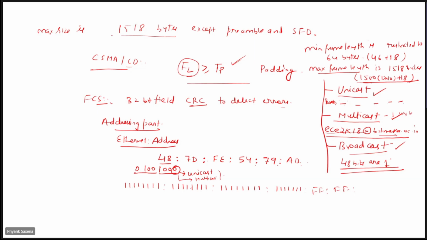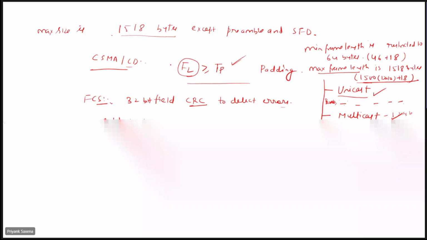So slot time. As I told you, the frame length should be higher than the propagation time. Okay, so that once the frame is launched in the network, the first bit of the frame reaches all other stations. So this also dictates what should be the maximum length of the cable.